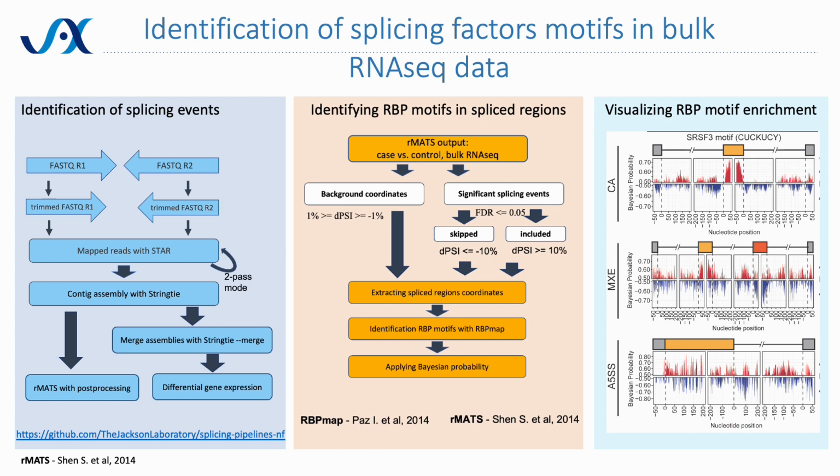Previously, we developed a pipeline that identifies differential splicing events from our case control groups in bulk RNA-seq datasets using rMATS. The pipeline I'm presenting to you today takes the output of the rMATS, takes several groups of splicing events, and runs RBPmap, a tool that identifies RNA binding motifs within given coordinates of the genome. We apply Bayesian probability to identify significant events and then visualize them.